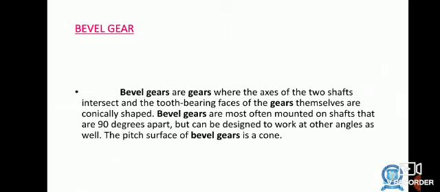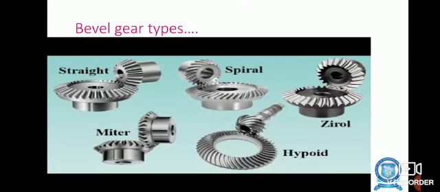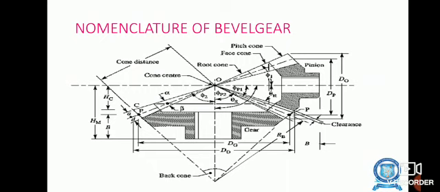Bevel gear. Bevel gears are gears where the axes of the two shafts intersect and the tooth bearing faces of the gears themselves are conically shaped. Bevel gears are most often mounted on shafts that are 90 degrees apart but can be designed to work at other angles as well. The pitch surface of bevel gears is a cone. These are the bevel gear types: straight, mitre, spiral, hypoid, Zerol. Nomenclature of bevel gear: cone distance, cone center, root cone, face cone, pitch cone, pinion clearance, back cone.